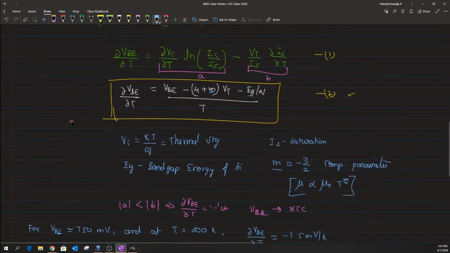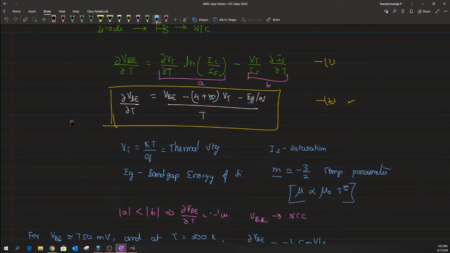And there were a few more observations that one could make out of this expression number 2. The first observation is that the negative temperature coefficient, which is dou VBE with respect to dou T, is directly proportional to VBE, and also inversely proportional to the temperature.